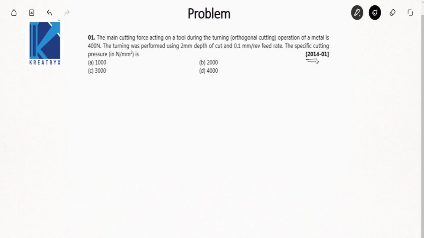The question says the main cutting force acting on a tool during turning, see the operation is turning, orthogonal cutting also they have mentioned in the bracket, of a metal is 400 newtons. So they have given the force FC, cutting force is 400 newton. Now what they are saying, that turning was performed using 2 mm depth of cut. So the depth of cut was 2 mm and the feed is 0.1 mm per revolution.